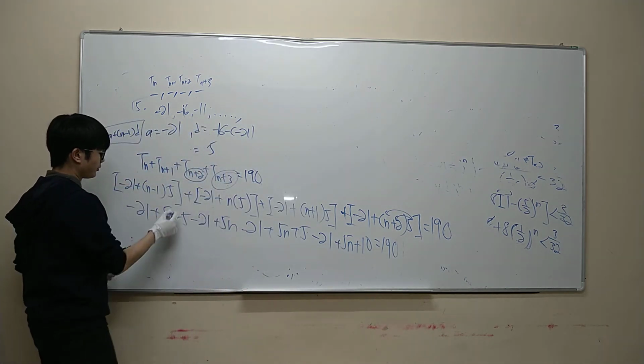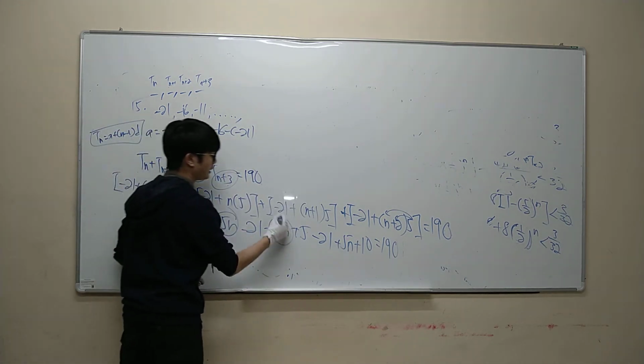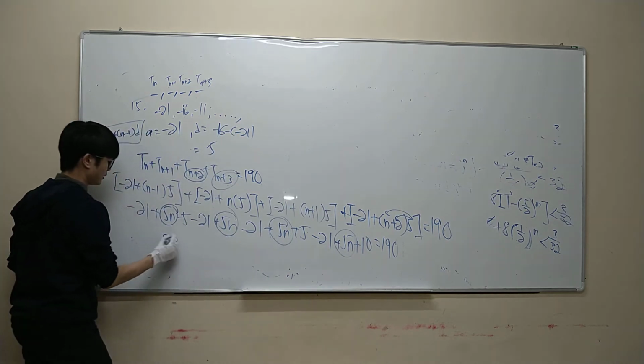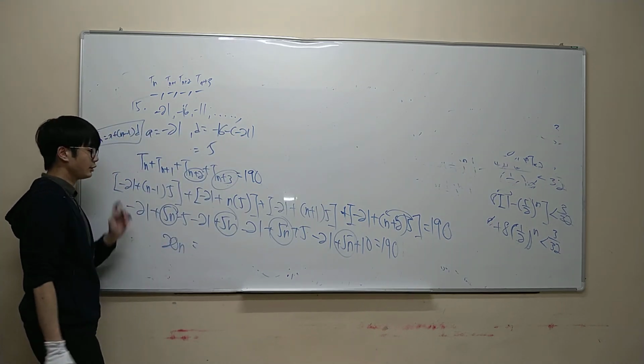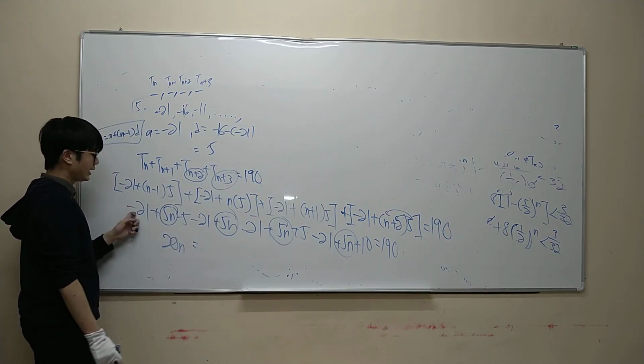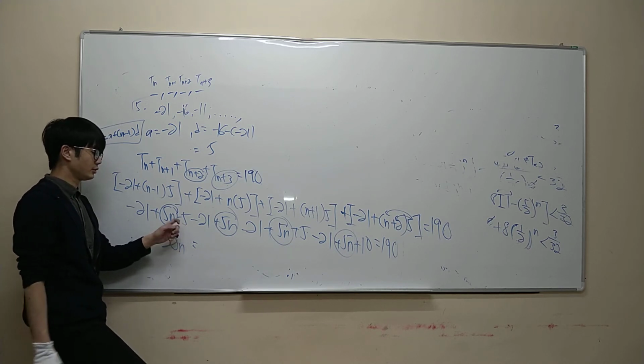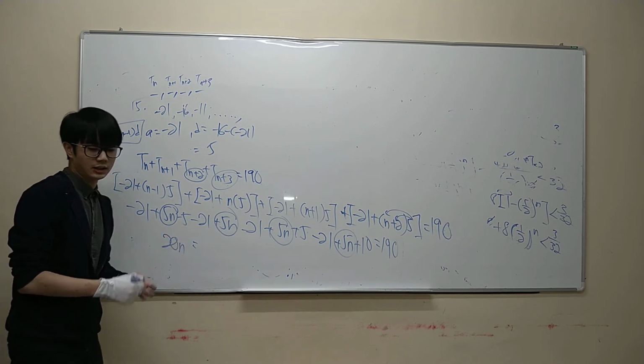Alright, so the answer will be 5n plus 5n plus 5n plus 5n, 20n. And then on the right hand side will be what? Negative 21 minus 5 is negative 26. Okay, you can use your calculator, right?